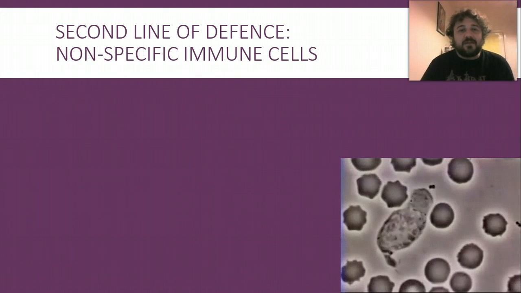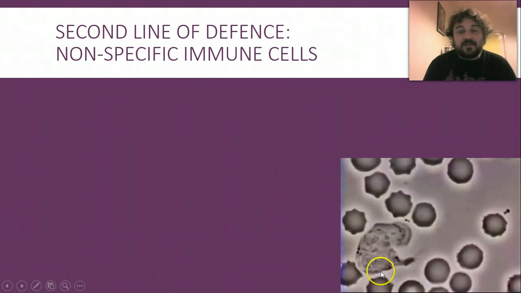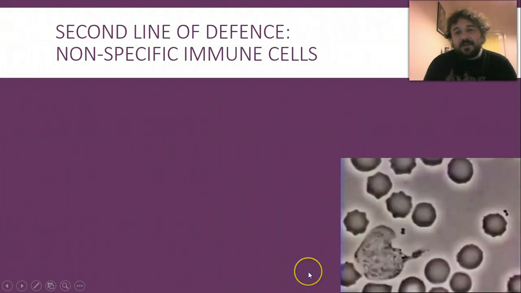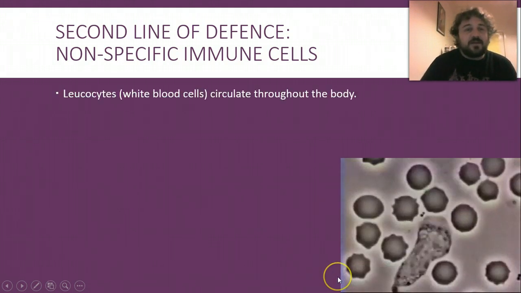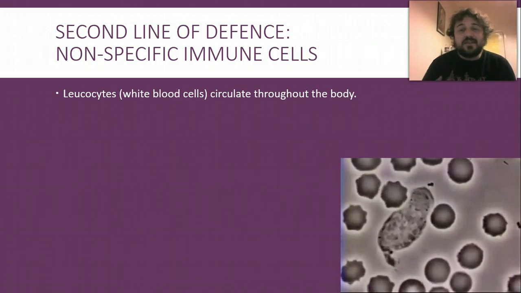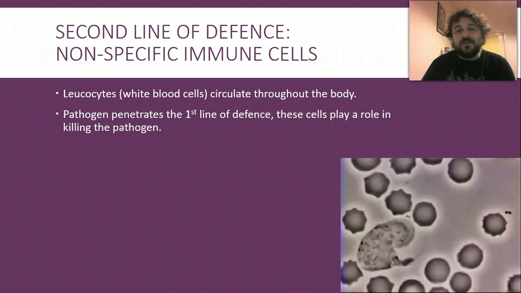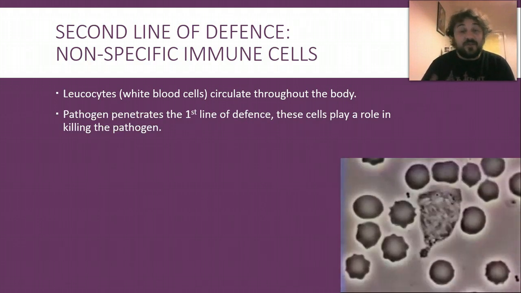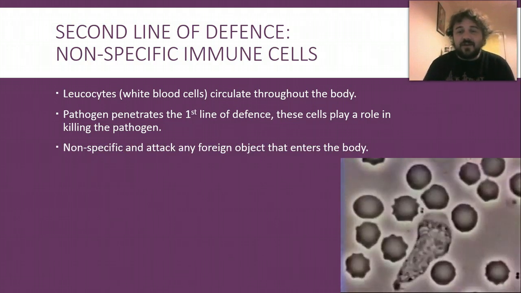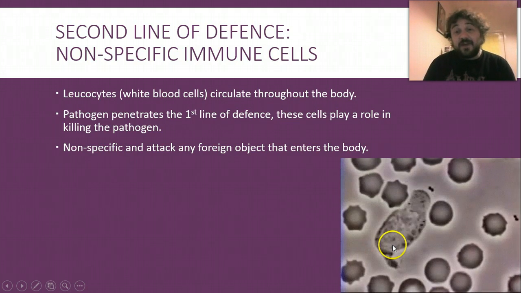All right. So the second line of defense, which is the non-specific immune cells. This is real, by the way. It's an animated GIF, but it's not an animation. So you've got leukocytes, or white blood cells, that circulate throughout the body. Now, if a pathogen is able to make it through the first line of defense, these guys come in and try and kill it. They're non-specific and they attack any foreign object that enters the body. And you can see it doing it just here. This is what we call phagocytosis.